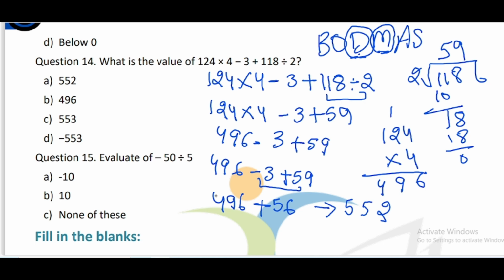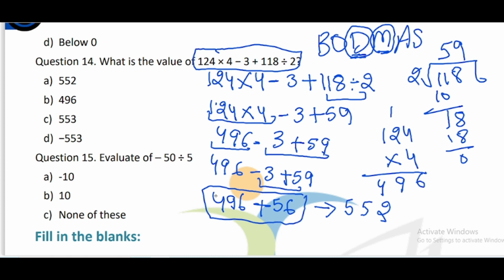Let's see how we solve. First we solve the bracket, then of, then division. First we solve the division. 118 divided by 2 is 59. Then multiplication. If we multiply 124 by 4, then 496, the rest the same. Then we solve the addition, we add 56 with 496, that is 552. And the right answer is A.